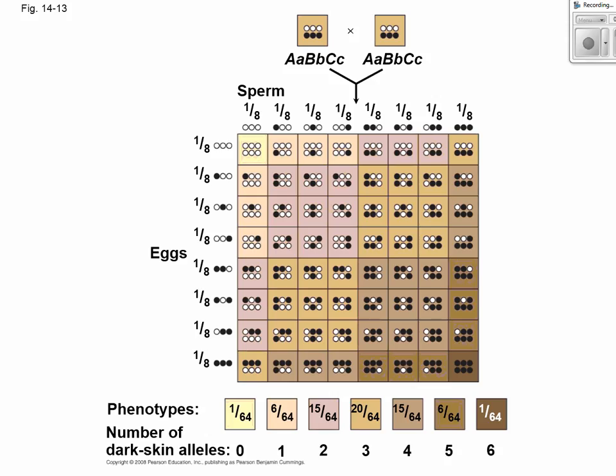So again, now look at this here. So we have three genes, right? That contribute to how dark our skin is. And these genes are making the pigment melanin.